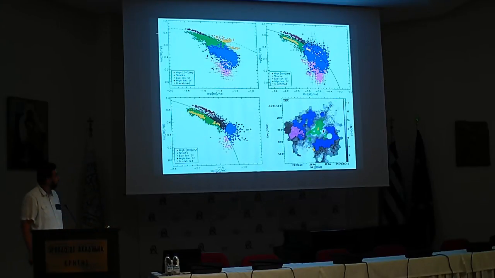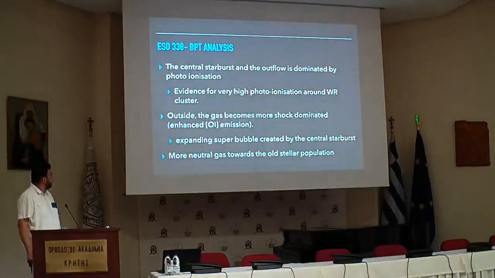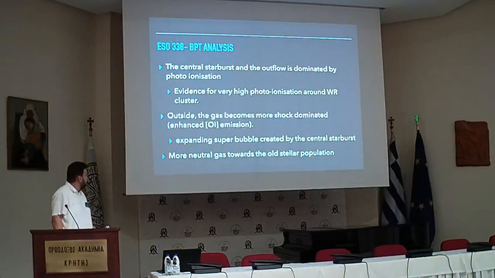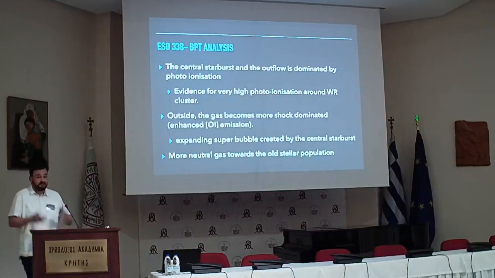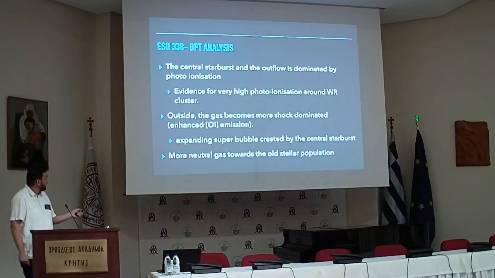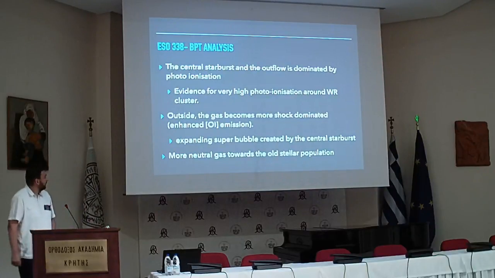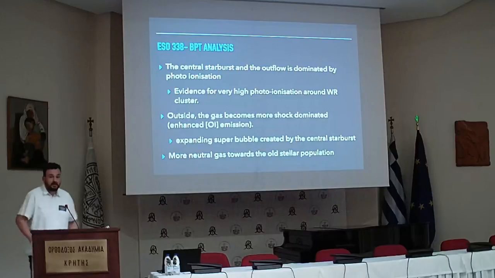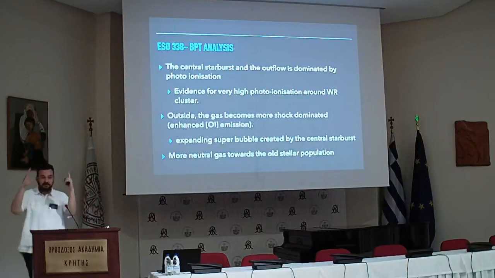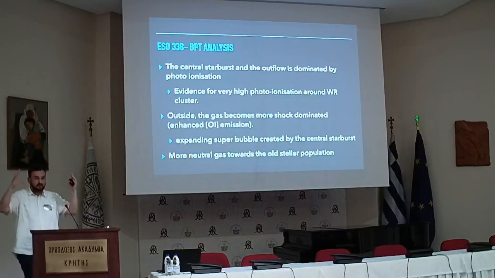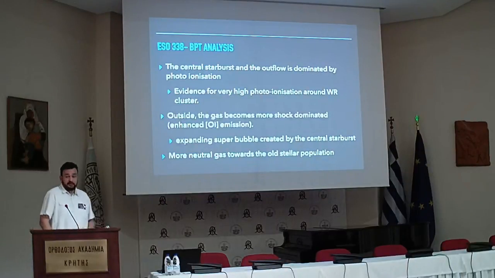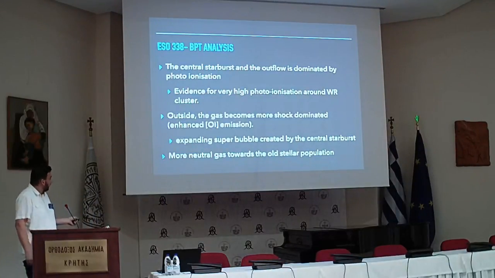So to summarize it, the central starburst in this galaxy and part of the outflow is dominated by photoionization, as you expect, because that's where the clusters are. There's very high photoionization around the Wolf-Rayet clusters. Also, we have helium-2 emission. Outside that, the gas becomes more shock dominated. And so this could be explained by a large superbubble around the starburst, which is expanding into the more neutral gas and causing that gas to shock. And towards the old stellar population, we find more neutral gas.